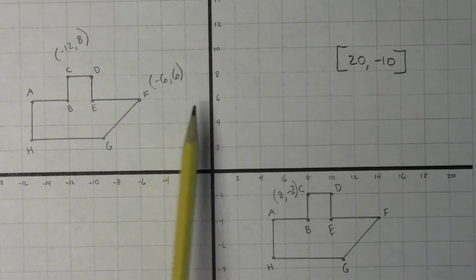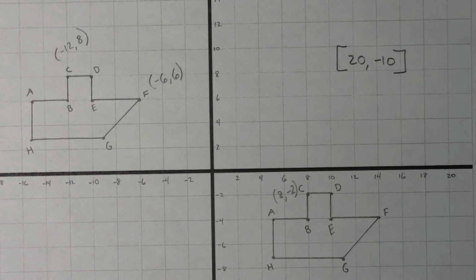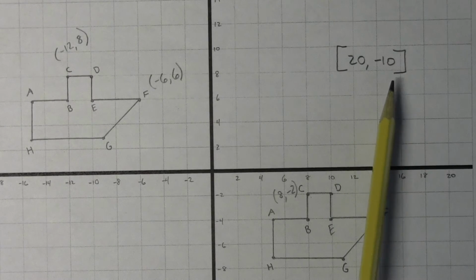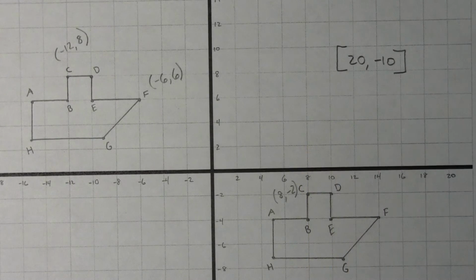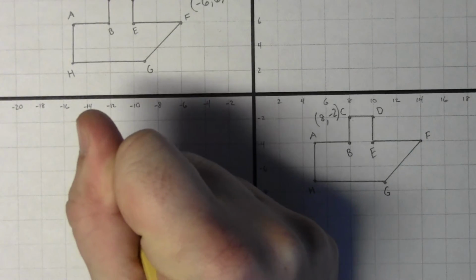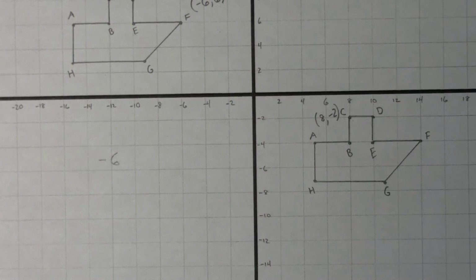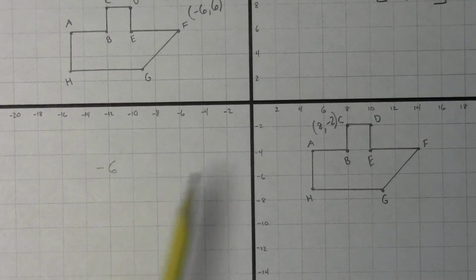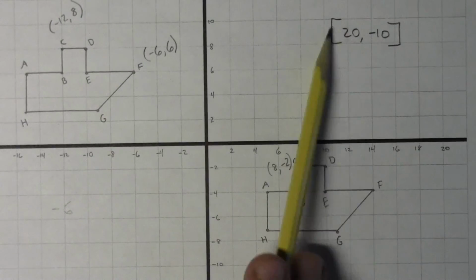So, if we have -6 and 6, and I'm telling you that your translation vector is 20, -10. 20 on the x, -10 on the y. What is my translated F? So to figure that out, I can simply go x coordinate for the original image, x coordinate, and what do I do with my translation vector?